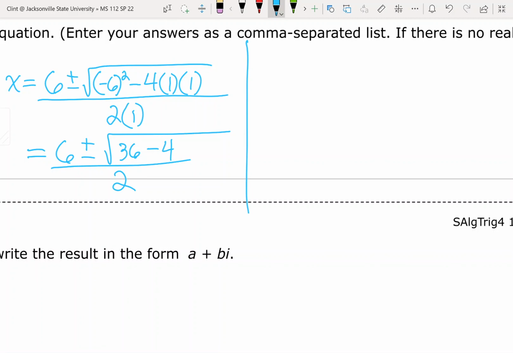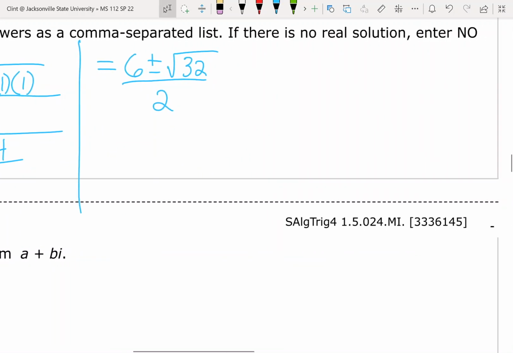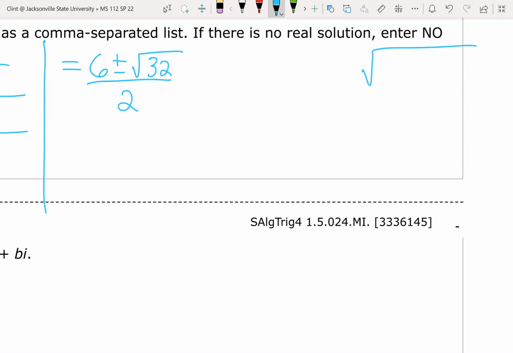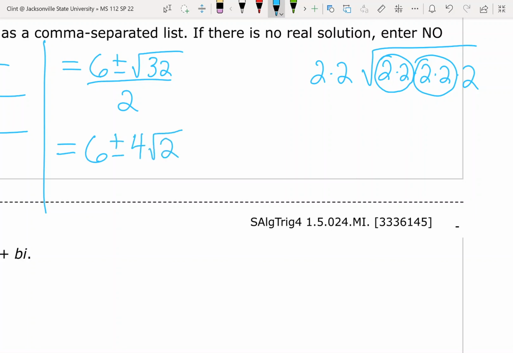On this one, we're not going to get a nice perfect square under there. We get 6 plus or minus the square root of 32 over 2. We need to see if we can simplify any. So we need to look at the square root of 32. We did the little factor tree earlier and saw that 32 is 2 to the 5th power. Anytime we have 2 of something, we can bring one out front. So we can bring 2 twos out front, so we're going to end up with a 4 out front here. So that's 6 plus or minus 4 square root of 2, over 2.